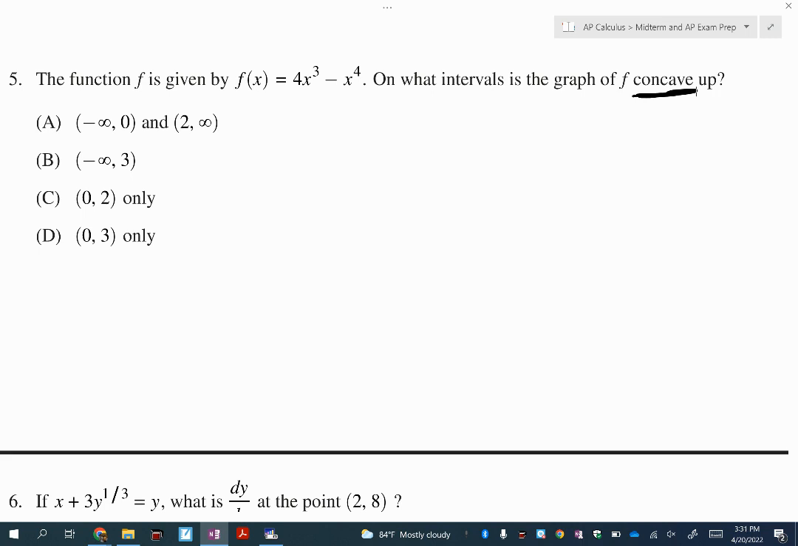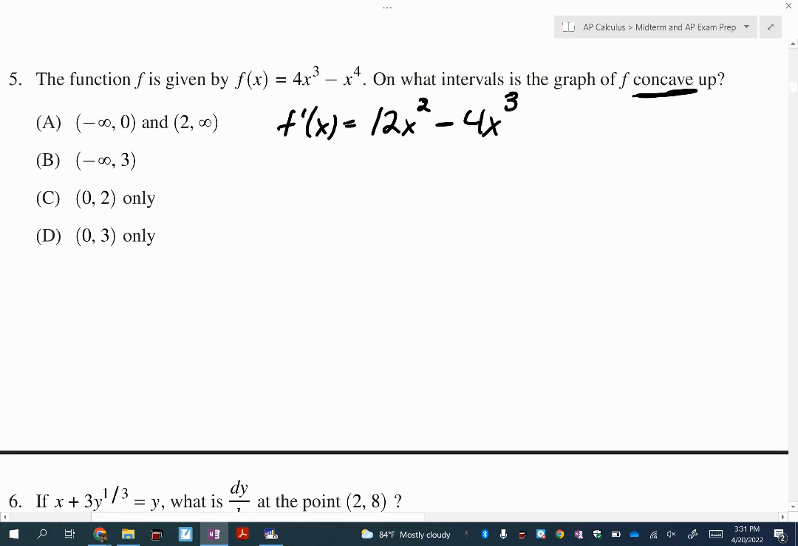All right, you're going to see in a moment. Okay, so let's find the first derivative, because I need to find the second derivative. So what is the first derivative? First derivative is going to be 12x squared, I agree. Minus 4x to the third power.